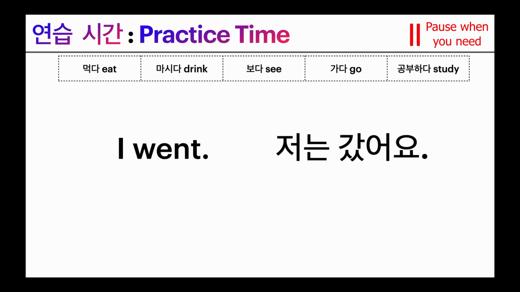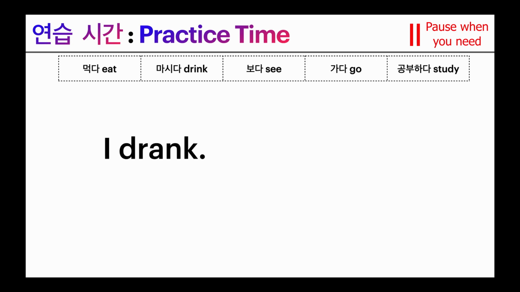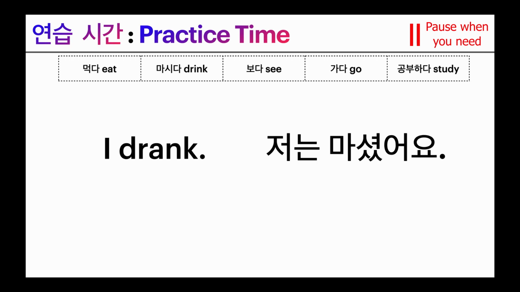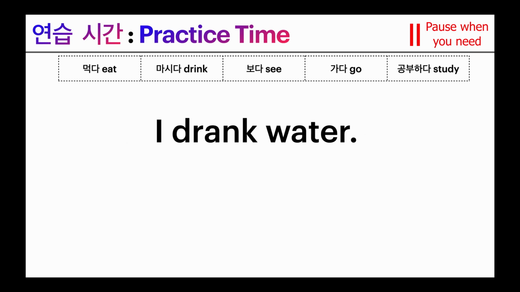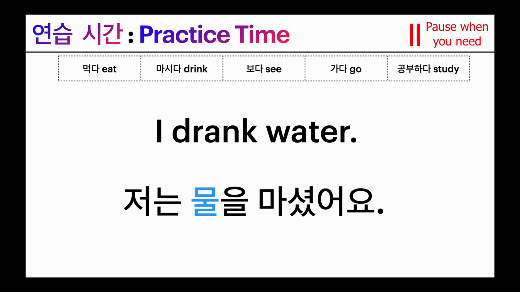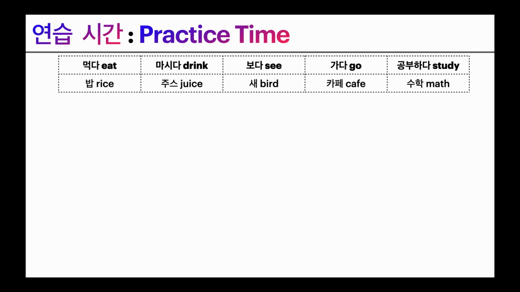One more time, I drank. 저는 마셨어요. I drank water. 저는 물을 마셨어요. 을 being the object particle. Okay, let's get 5 nouns in here so that we can go ahead and make some more complicated sentences.